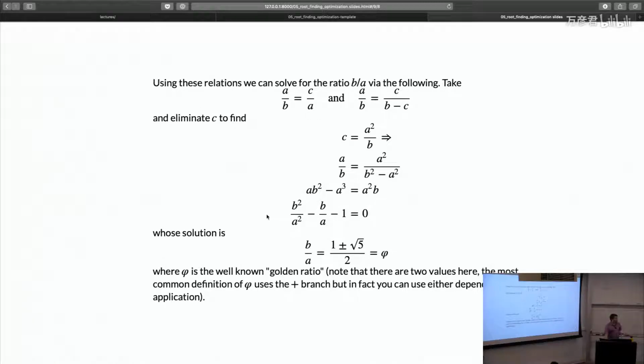There are lots of places to go from here. One is to notice that there's a variable here, b over a, and then that's a quadratic, and we can solve for b over a. That's what we do here. It turns out the roots of this equation are exactly one of the versions of the golden ratio: 1 plus or minus the square root of 5 over 2. This is really just coming from the fact that we're requiring these distances, and they have a relationship between the two in that they have to be equal or proportional.